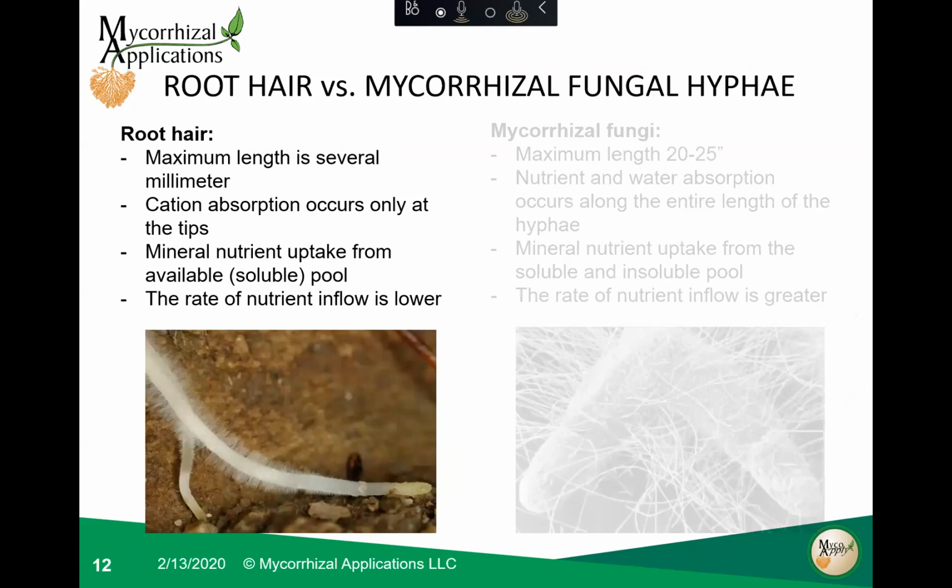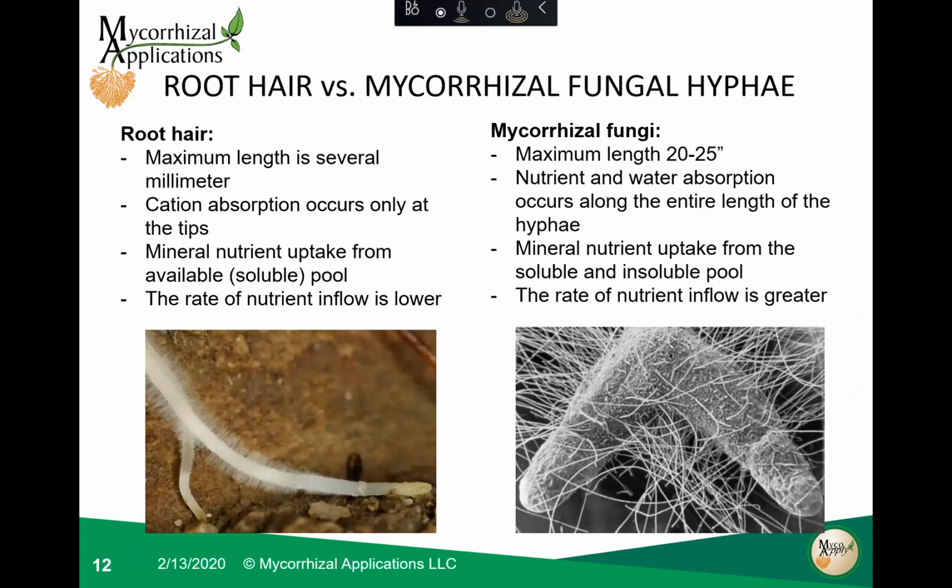So right here, I wanted to show the difference between a root hair and what the mycorrhizal hyphae will look like. The root hair on the left, as you can see, is a picture taken with no zooming. That's just a normal thing that you would be able to see with your naked eye. And we know that a root tip can only absorb at the very tip of the root. So it's not going to be able to absorb along the entire body of the root hair. When you look at the mycorrhizal fungi, they're actually able to absorb along their entire bodies. So they're not restricted to only absorbing nutrients at the tip.